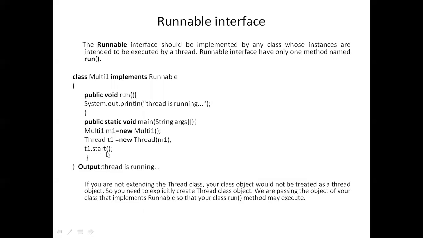The t1.start method is executing this run method. So the output of this program is: thread is running. So this is a basic example of creating a thread using the Runnable interface. The difference between the Thread class and the Runnable interface is, when using the Runnable interface to create a thread, we need to create both a class object and a Thread class object, and after that we need to pass the class object through the Thread class object. The example is this line.